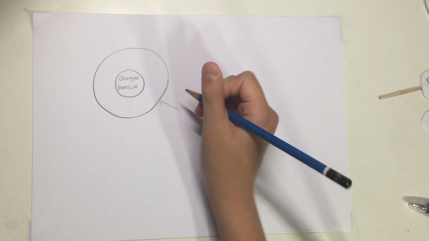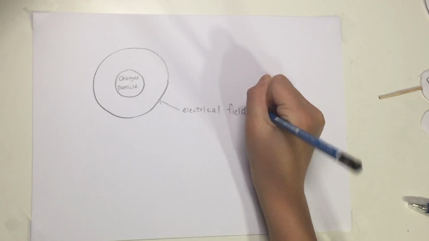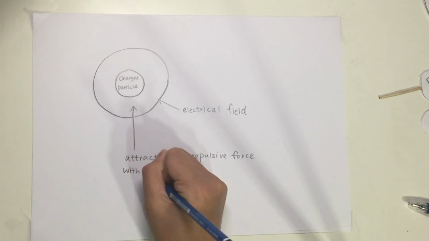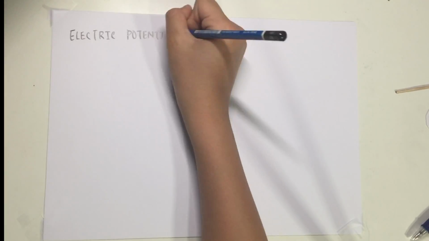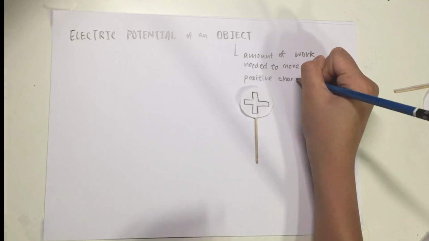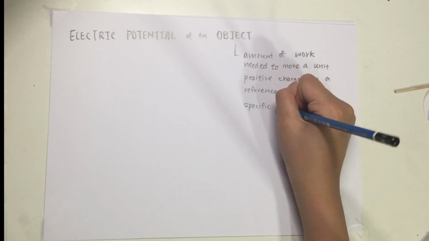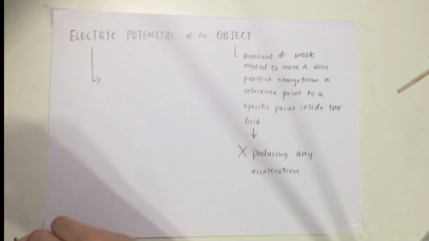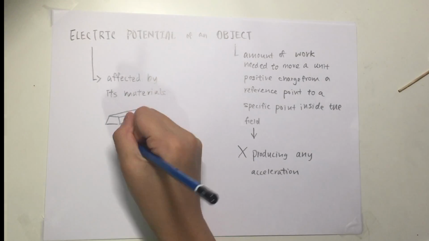Each charged particle has an electric field. Within the electric field, there will be attractive or repulsive force with another charged object. The electrical potential of an object is the amount of work needed to move a unit positive charge from a reference point to a specific point inside the field without producing any acceleration. The electrical potential of an object is affected by its materials.